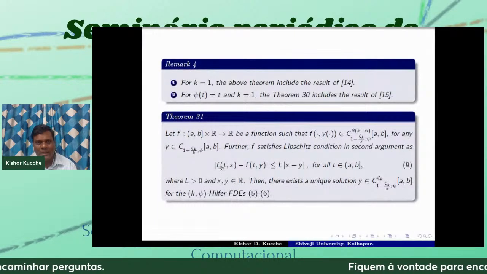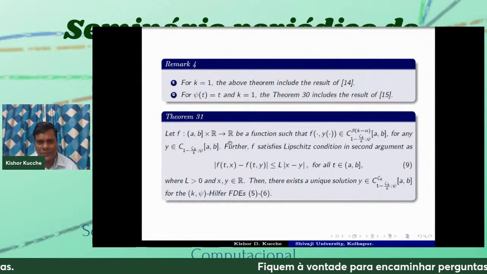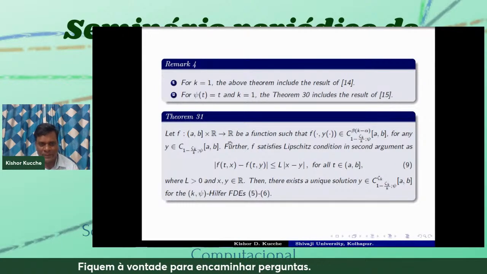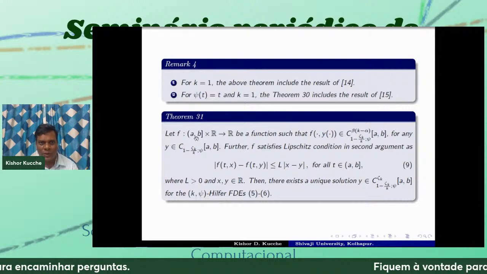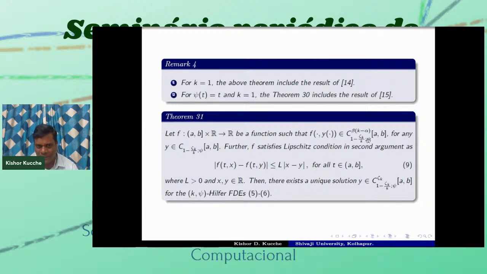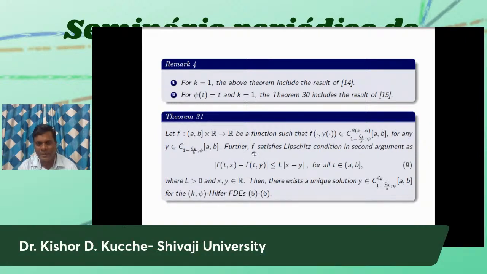And we have given here an existence theorem using the Banach contraction principle. So a simple existence and uniqueness result we have given here. Assuming the same type of assumption as in the previous theorem 30, f we have considered in this weighted space whenever y is in this weighted space, and f satisfies the Lipschitz condition in the second argument. Then there is a unique solution for this problem, the K-Psi Hilfer derivative 5 and 6.